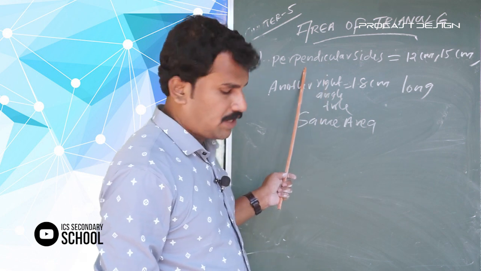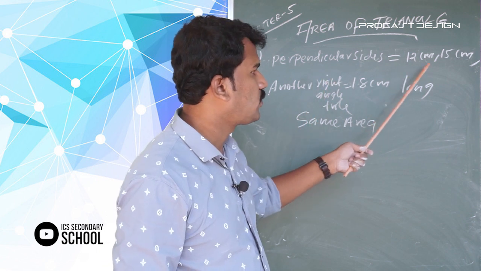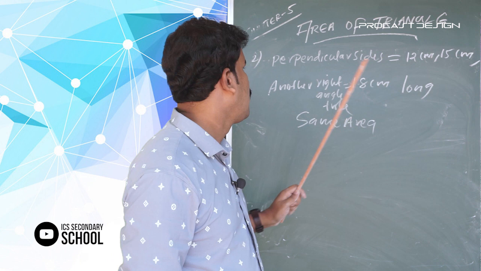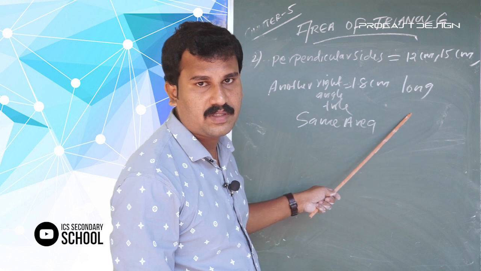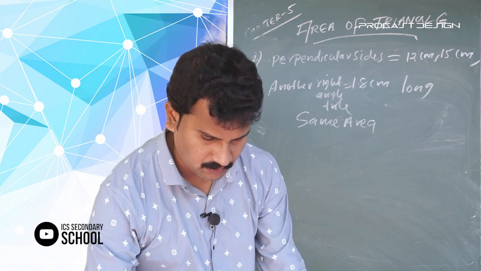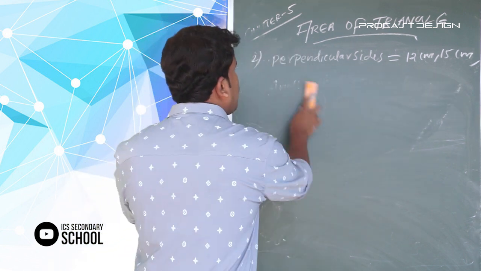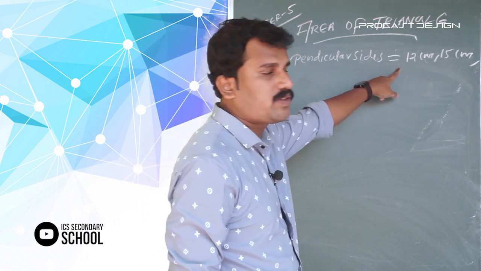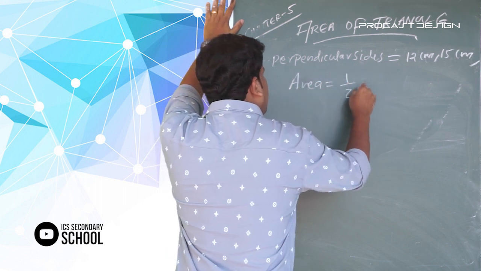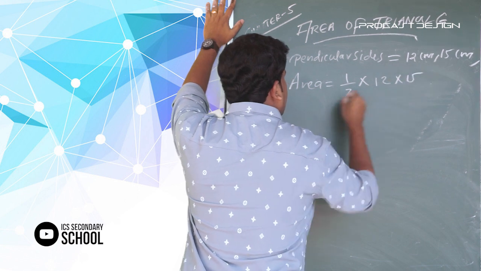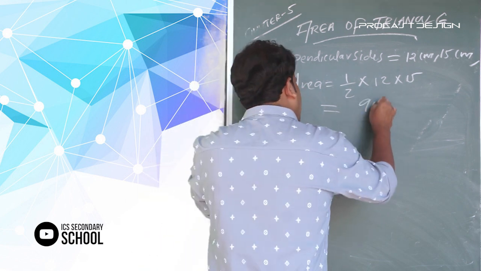The perpendicular sides of a right angle triangle have lengths 12 centimeter and 15 centimeter. Another right angle triangle has the same area and one side 18 centimeter long. What is the length of the other side? Here the area equals half into 12 into 15, that is equal to 90 centimeter square.